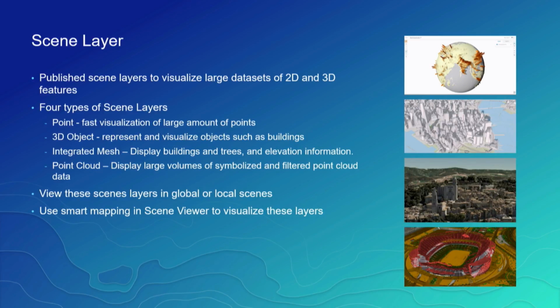And you can use these scenes in both local and global scenes. So I could have a global data set of points around the world, or I could look at them in a local scene of buildings just within New York City with a fixed extent. So you don't have to always have it in WGS84. You could use your projected coordinate system for your region. And with point, 3D object, and point cloud scene layers, you can use smart mapping in the scene viewer to visualize these layers.